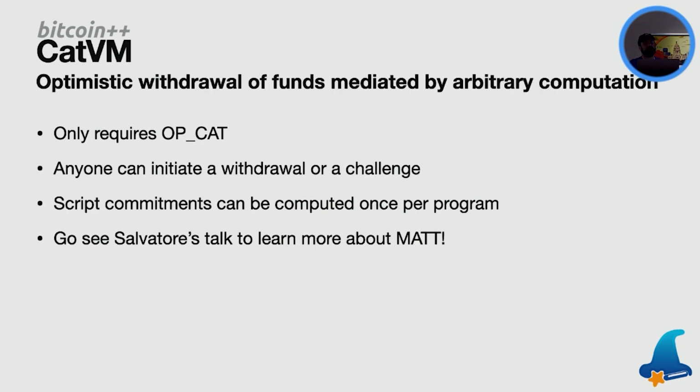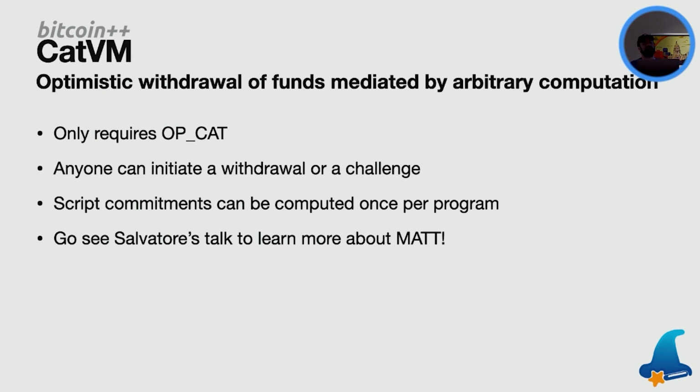And we're trying to actually build this into a system that people can build real bridges and real contracting systems on top of. We call it CatVM. It's kind of a cheeky name. It's basically MATT, but it only takes a dependency on OP_CAT. So it doesn't require additional covenant opcodes. The only thing that it needs beyond what we have today is OP_CAT.